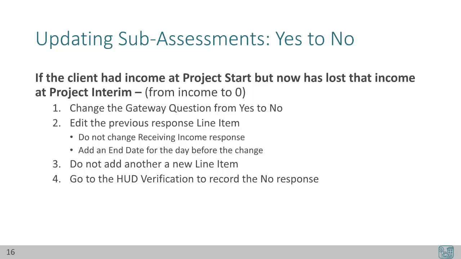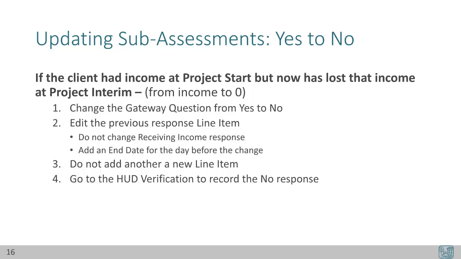Again, we'll use income for this example since it's the most common change. If the client had income at Project Start but has now lost that income at Project Interim, meaning income goes to 0, here are the steps. 1. Change the gateway question from yes to no.